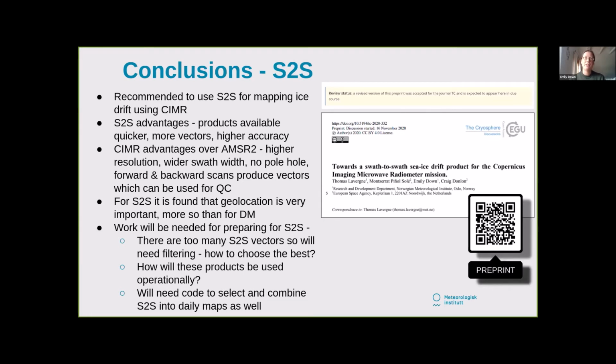it's going to be recommended to use swath-to-swath for mapping sea ice drift with SIMA because the products will be available faster, there are more sea ice drift vectors, and they'll have higher accuracy. SIMA is also going to have big advantages over AMSR2 with higher resolution, wider swath width, no pole hole. And it will be very important that the geolocation is accurate in order for swath-to-swath sea ice drift mapping to be good.